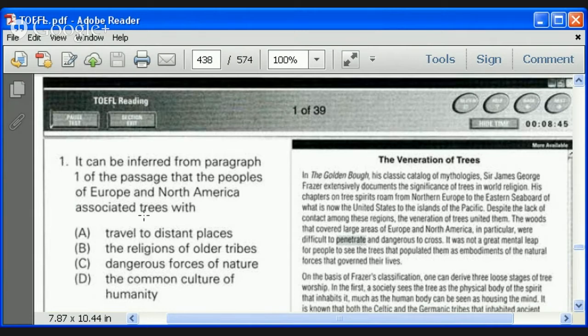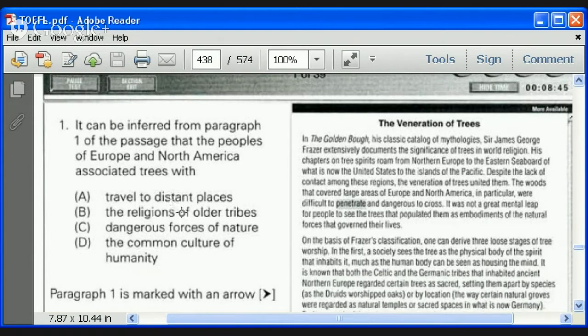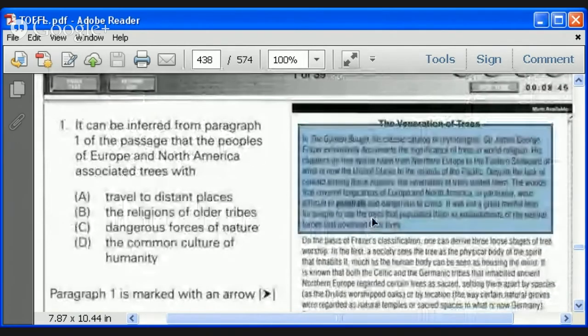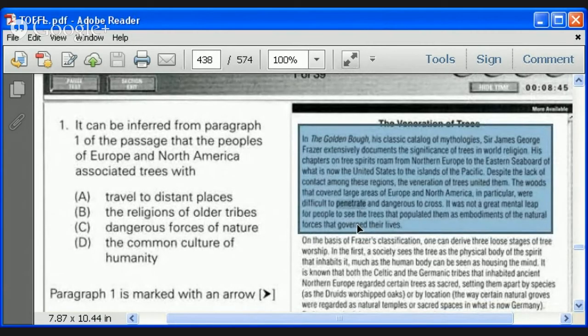When you do the questions on the TOEFL test, this is what it looks like. You'll have the question here, and you'll have the reading passage right here on the same screen. So there's no need to flip back and forth. There's no need to scroll around. The answer's right there in front of you.